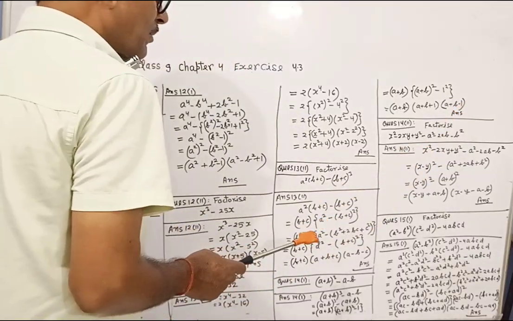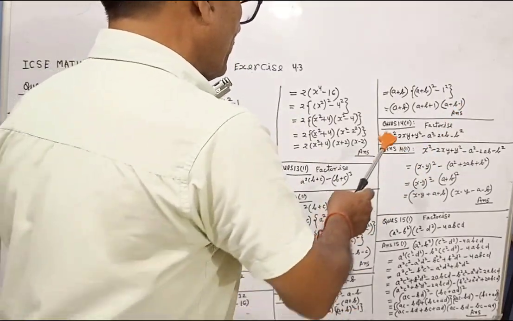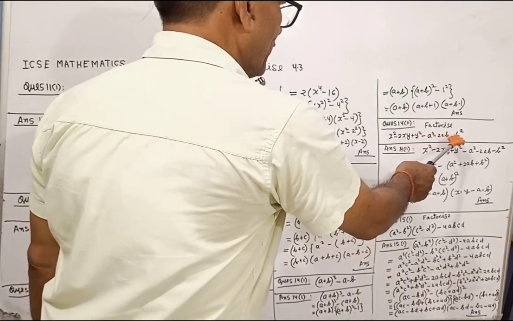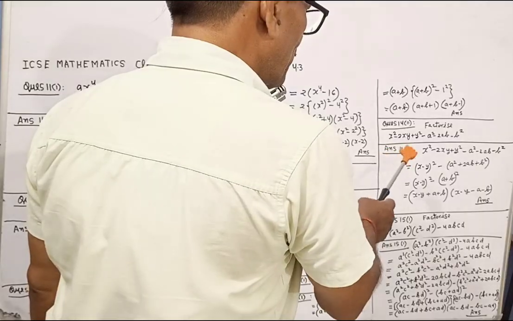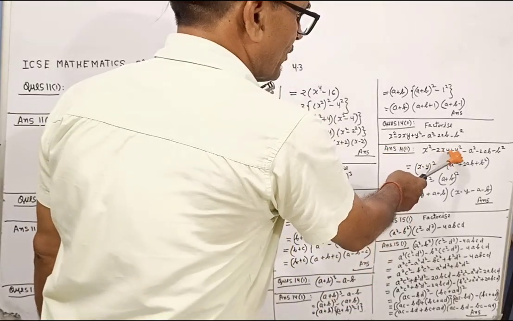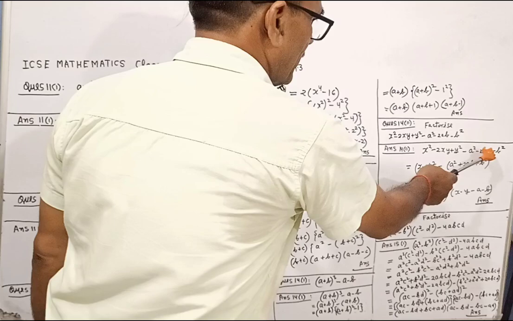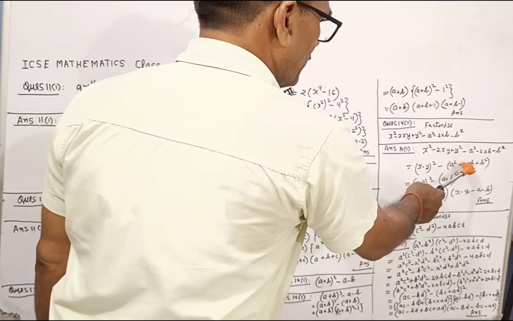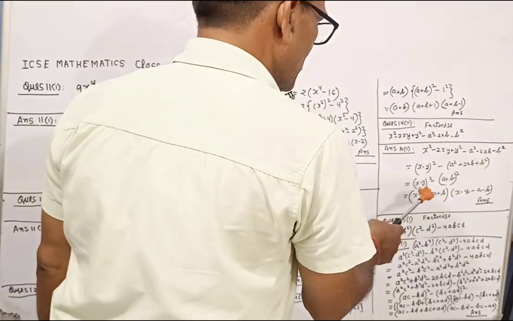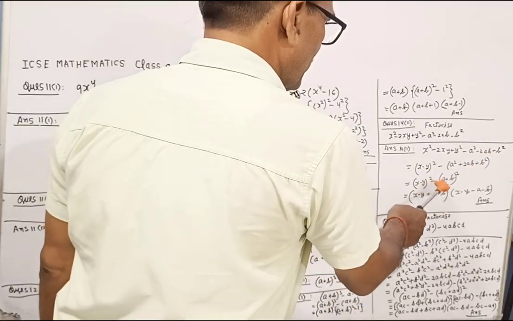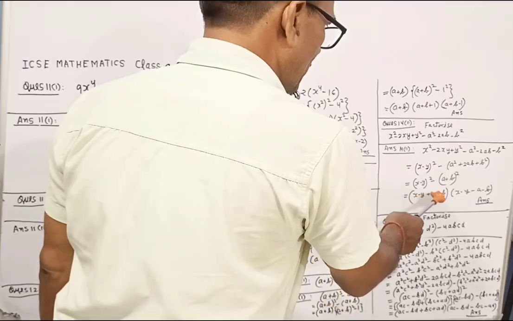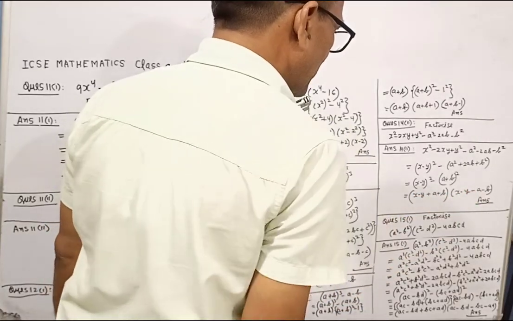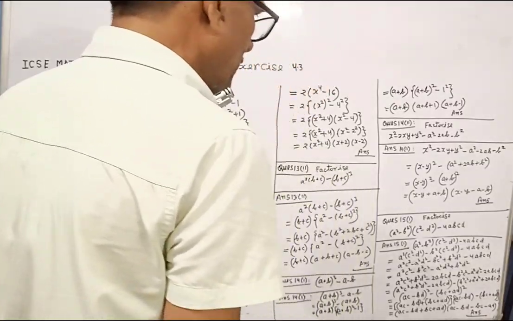Answer. Question 14 second: factorize x^2 − 2xy + y^2 − a^2 − 2ab − b^2. Answer 14 second: x^2 − 2xy + y^2 − a^2 − 2ab − b^2 = (x − y)^2 − (a^2 + 2ab + b^2) = (x − y)^2 − (a + b)^2 = (x − y + a + b)(x − y − a − b). That is the answer.